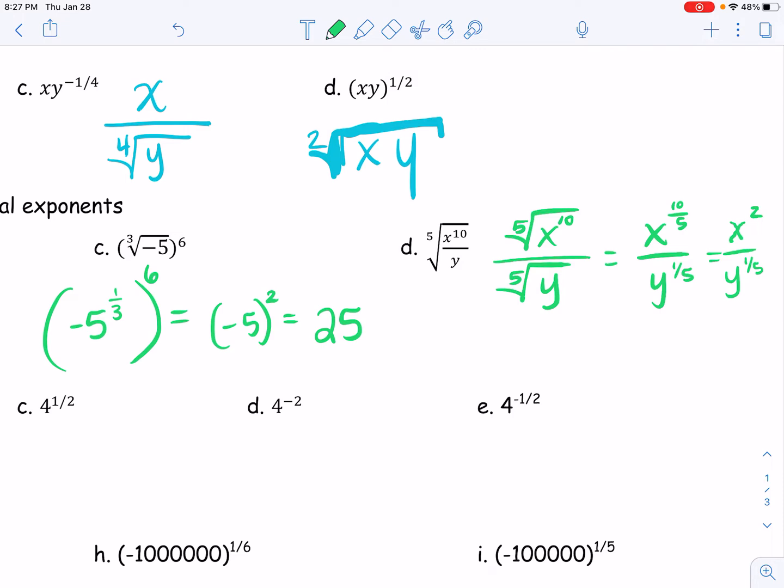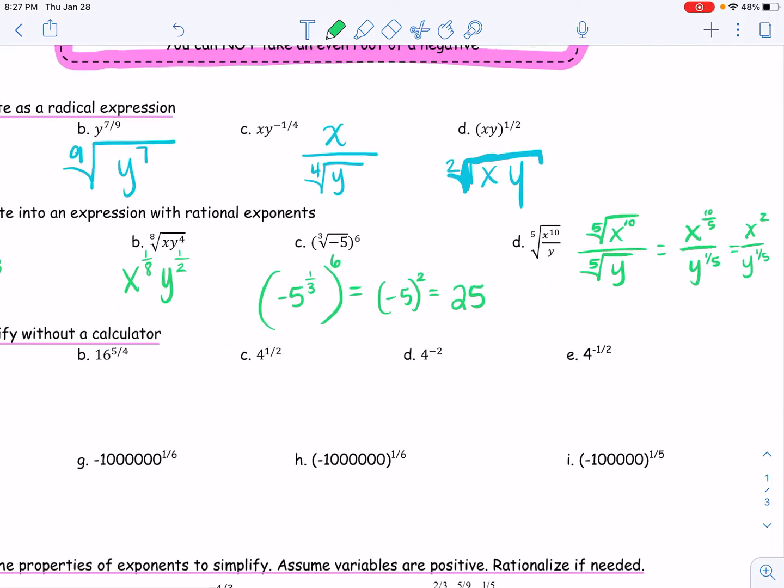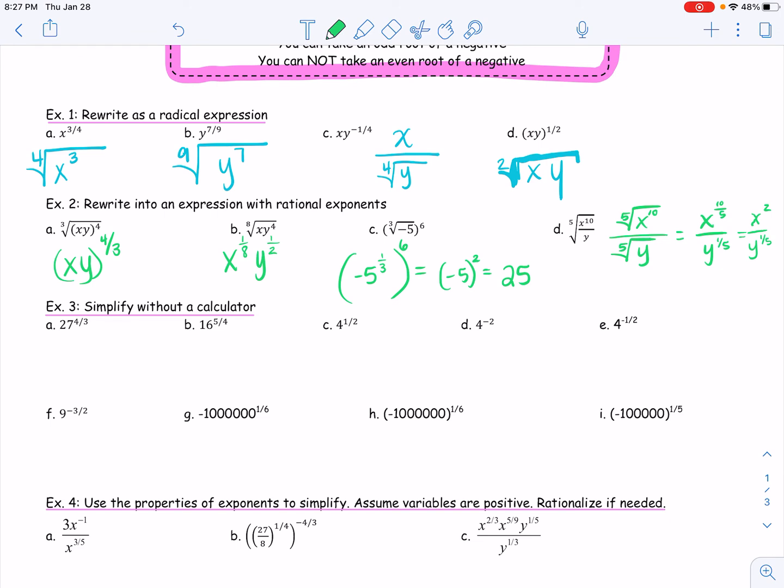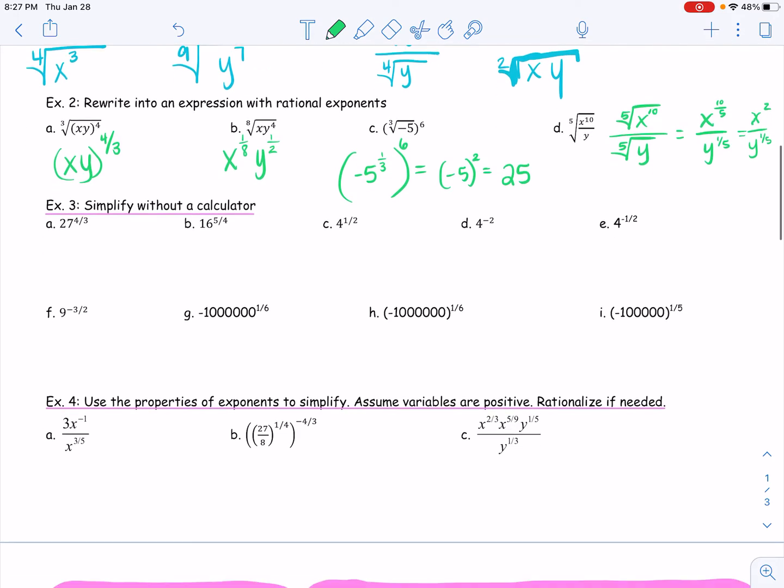Technically, you should know that y to the 1/5 is a radical in your denominator, so we would have to rationalize. But for the sake of this problem, we just are wanting you to rewrite, so we're not going to make you rationalize for that particular problem. But if the problem just said simplify, then yes, we would expect that you would rationalize your fraction.